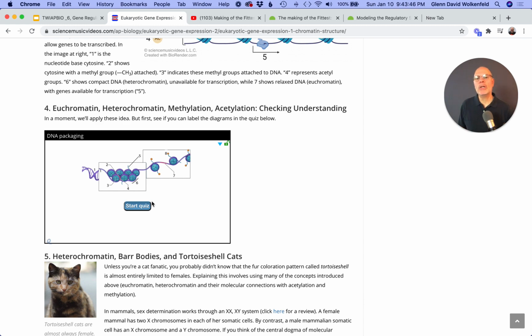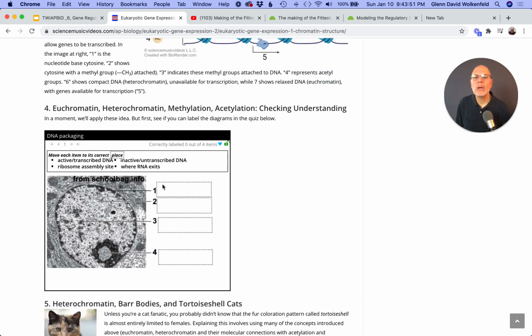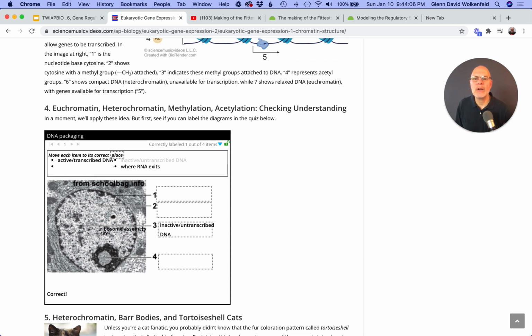And that quiz will get them to do things like label things. So let's see. Inactive, untranscribed DNA, that's got to be the dark stuff. So I'll bet you that's got to be this one over here. Fantastic, I got it right. Ribosome assembly site, that's got to be the nucleolus. That's got to be this over here. But notice that we're getting feedback, and I'm going to purposely do one wrong over here. Let's see.